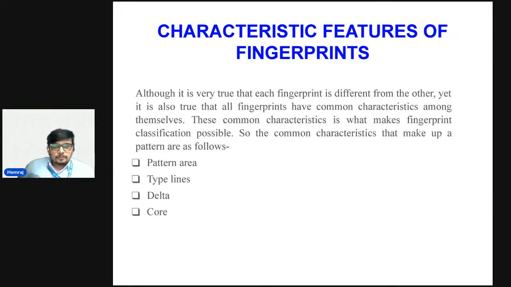So the common characteristics are the pattern area, what type of pattern it is, which we will be discussing in detail in coming slides. Then type lines, what type of line it is, from which place the lines are entering, from which place of the fingerprint the lines are exiting. Then one delta is there where different ridges meet, and then there is a core. So we'll be discussing these points in the upcoming slides.